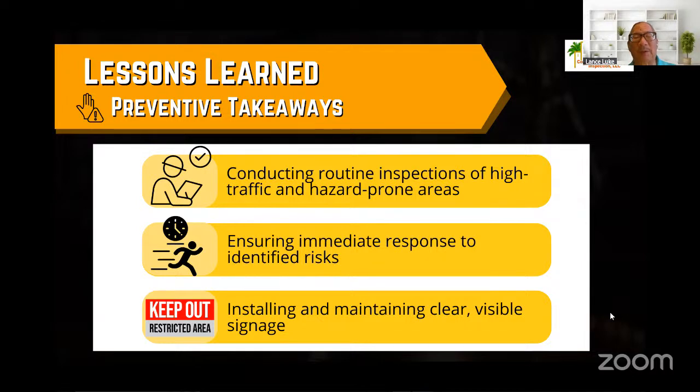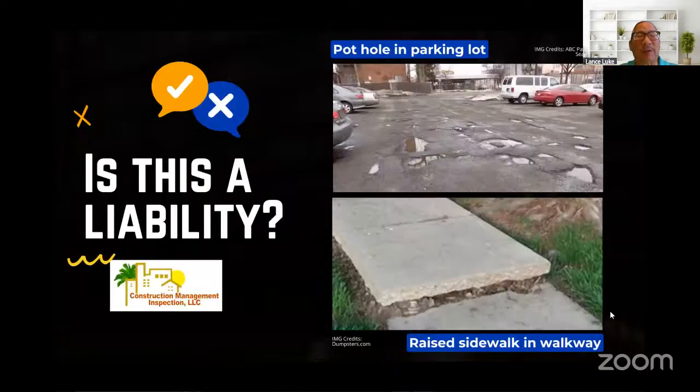Concrete spalling. Somebody's going to get hurt. A piece of concrete's going to fall down. You don't want to let it go year after year. If you know your cast iron piping is leaking, there's a lot of flooding. You want to fix it as soon as you can. Install and maintain clear, visible signage. If there's an area that's unsafe, put signage up right away. Don't expect people to read your mind and know what the problem is.